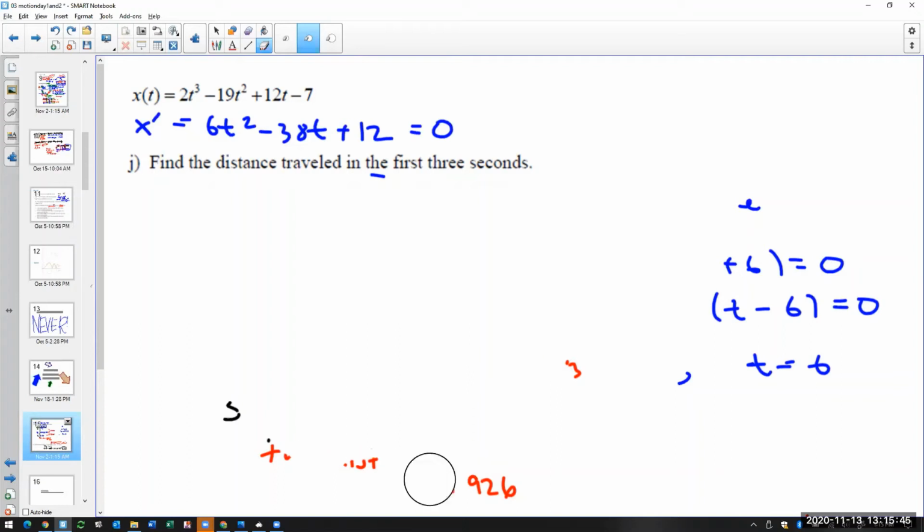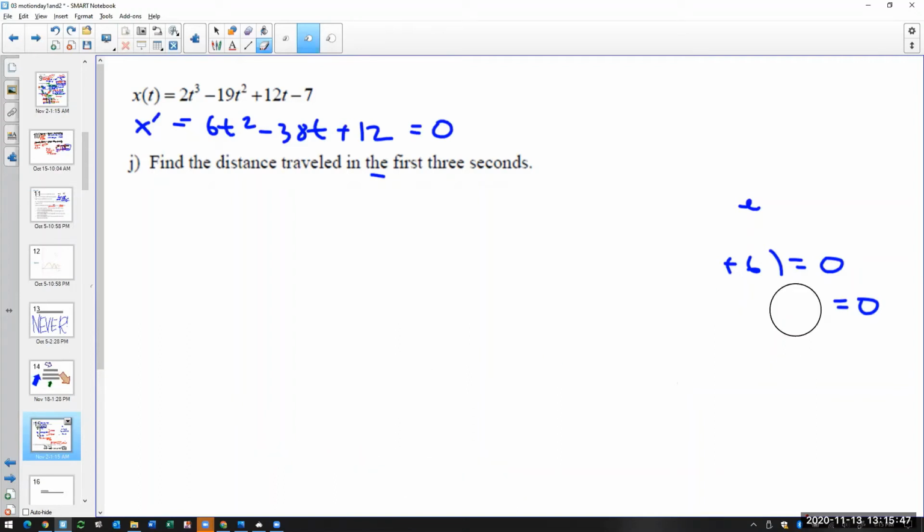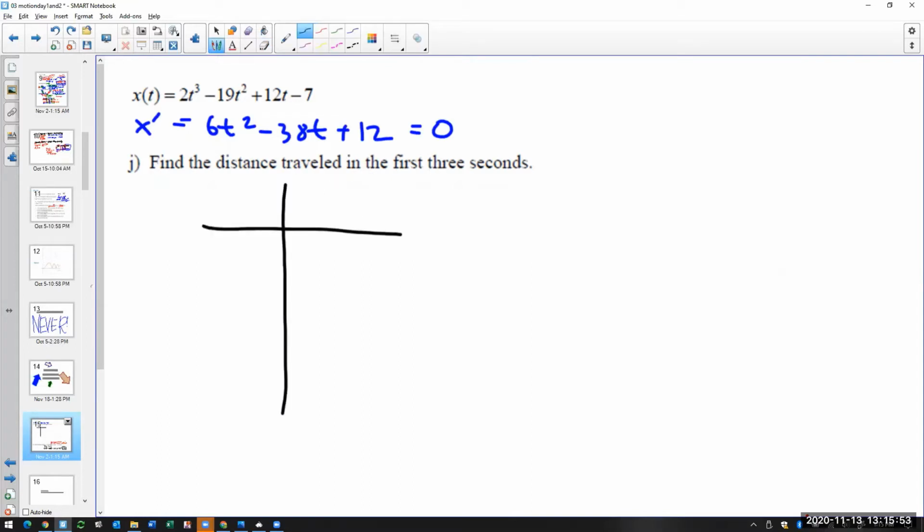Guys, when they ask you total distance traveled, what you're going to have to do is put in a candidates test. Always, always, you put in a candidates test. This is T and this is XT. In your candidates test, you're going to have your endpoints. If this is traveling for 3 seconds, do you see that you'll go from 0 to 3, right? Those are your endpoints for time.